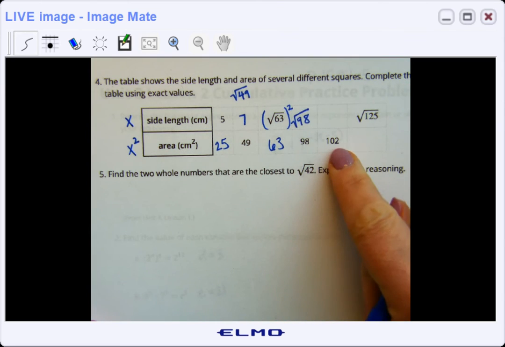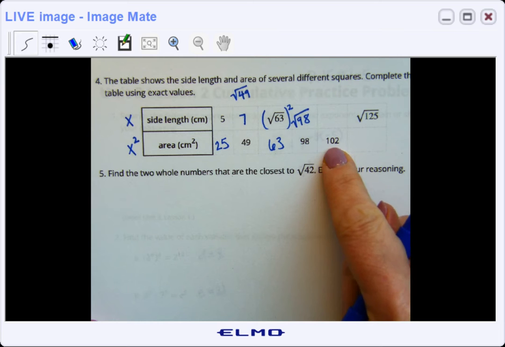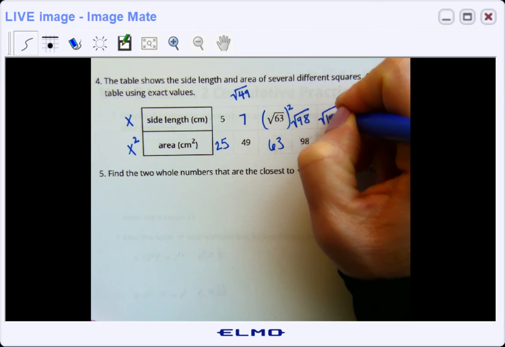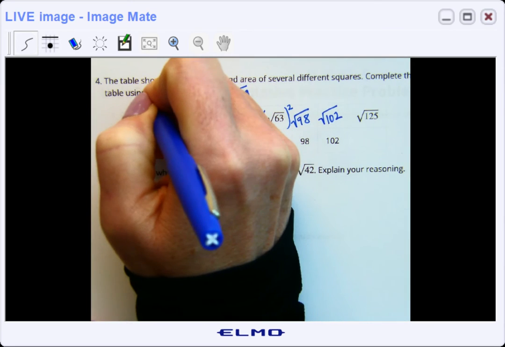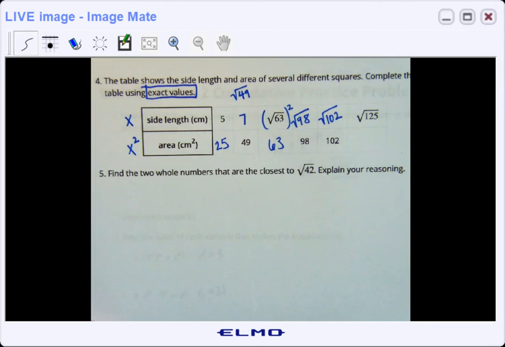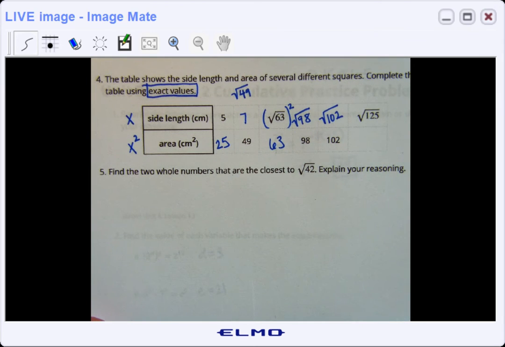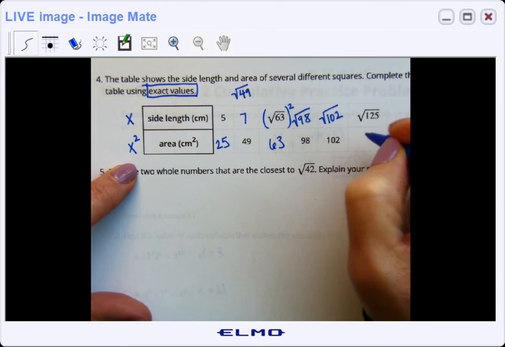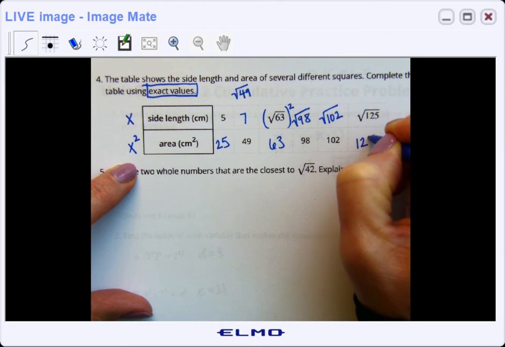And same with the 102. So 102 also is not a perfect square. It's close. 100 is a perfect square. Its square root is 10, but this is just a little bit over 100. And so I'm going to write the length as the square root of 102. Again, the reason why I'm using that instead of my calculator is it clearly says to use exact values. And for the last one here, if the length of one side of the square is the square root of 125, then the area of that square is 125.